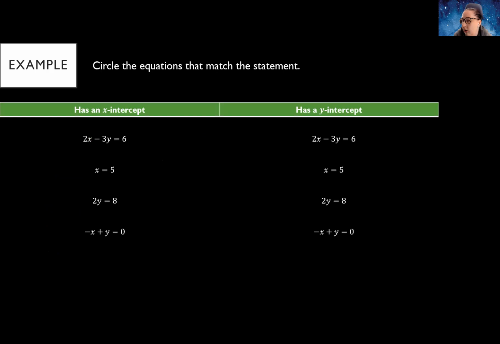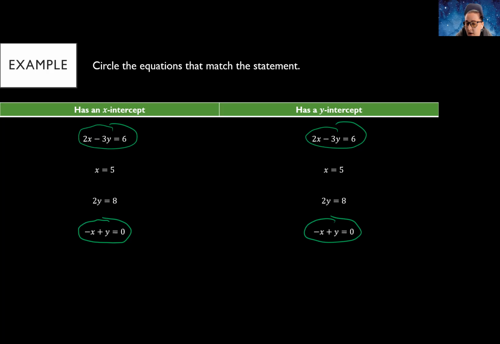Okay, so now we're going to determine whether these equations have x-intercepts or y-intercepts. It's the same equations in each one. So if it has both x and y, it will have an x and a y-intercept. So the first equation, 2x minus 3y equals 6, has both an x and a y. It will have both intercepts. Any equation that has both x and y will have an x and a y-intercept. That's guaranteed. The next equation here, and actually the bottom equation also has both x and y. So that's also going to have both x and y intercepts.